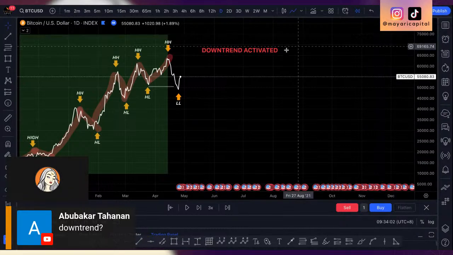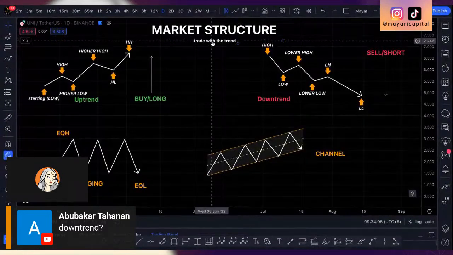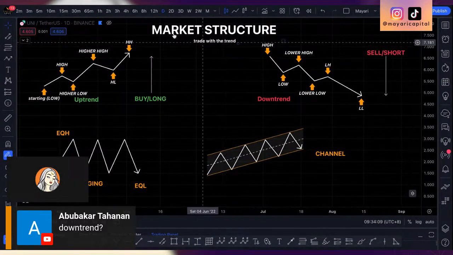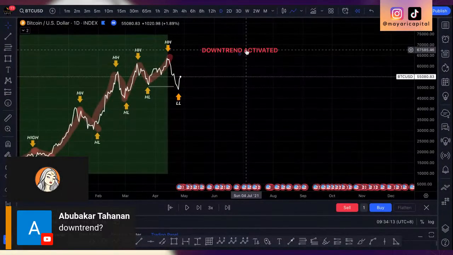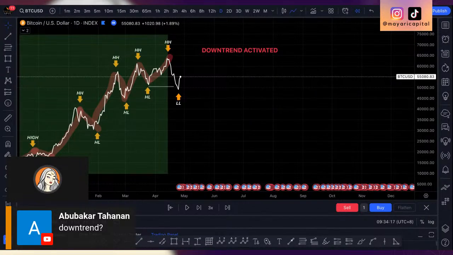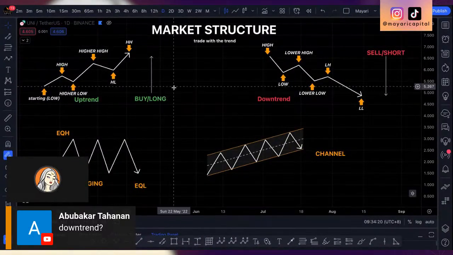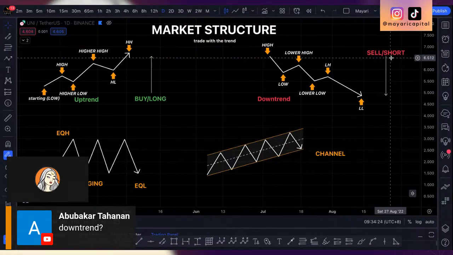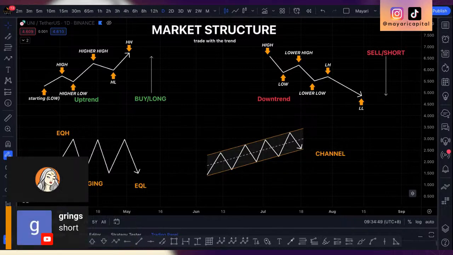Okay, downtrend is activated. And what was our rule earlier? Trade with the trend. So with that one said, when the downtrend is activated, we prepare for what? Do we prepare for a long or buy position? Or do we prepare for a sell or short position? Anyone? I want to know. Let me know in the comments. Okay, this is a really crucial part now of this whole lesson. Back in the past 3 days, I wasn't asking anyone for answers. But now we are in the technical analysis. Yes, we are going to prepare for a short position.